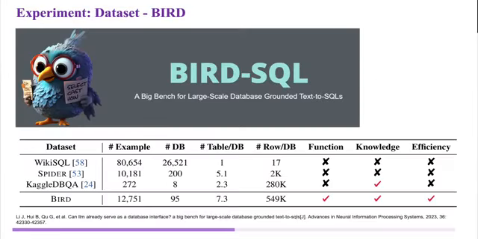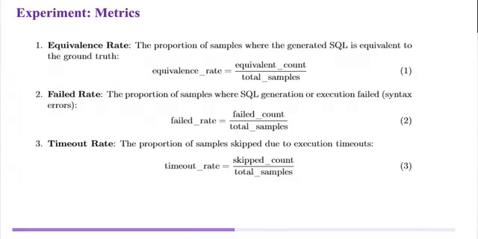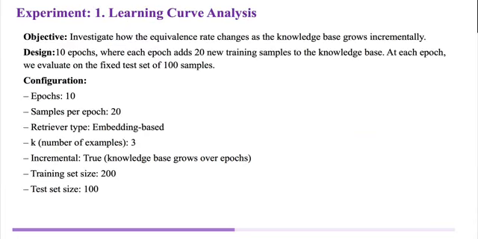So the dataset we use in our experiment is the BIRD dataset, which is a big bench for large-scale database grounded Text-to-SQLs. The metrics in our experiment, here we mainly use the equivalence rate, which is the proportion of samples where the generated SQL is equivalent to the ground truth. We also consider fail rate and the timeout rate. So there are totally three experiments focusing on different aspects.